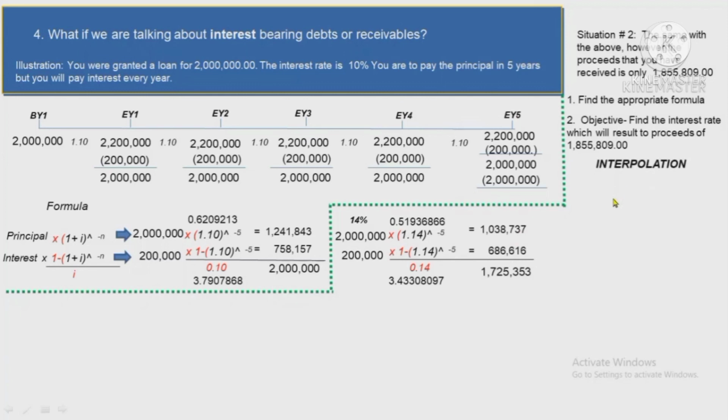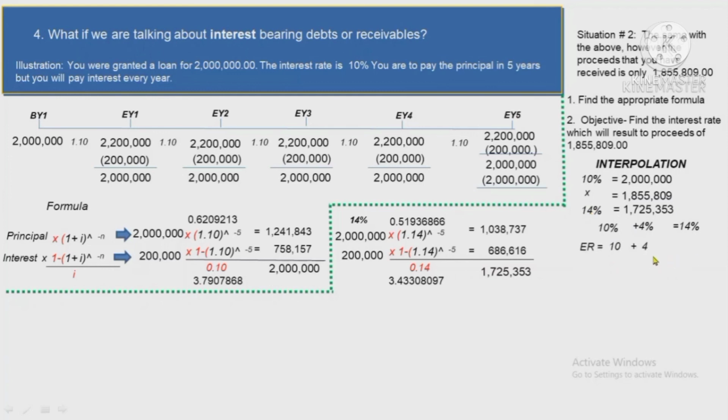Let's go now to interpolation. But first, you arrange the tried rates 10% and 14% here, and then on the opposite side, the resulting present value. So 10% resulted to 2 million and 14% resulted to 1,725,353. Then put in the middle the desired present value of 1,855,809 and x representing the unknown rate. And then you need to make an equation that highlights the difference between the first tried rate of 10%. The difference is 4%, and then you're gonna get the second tried rate of 14%. Why? Because we're going to use this 10 plus 4 in getting the effective rate.